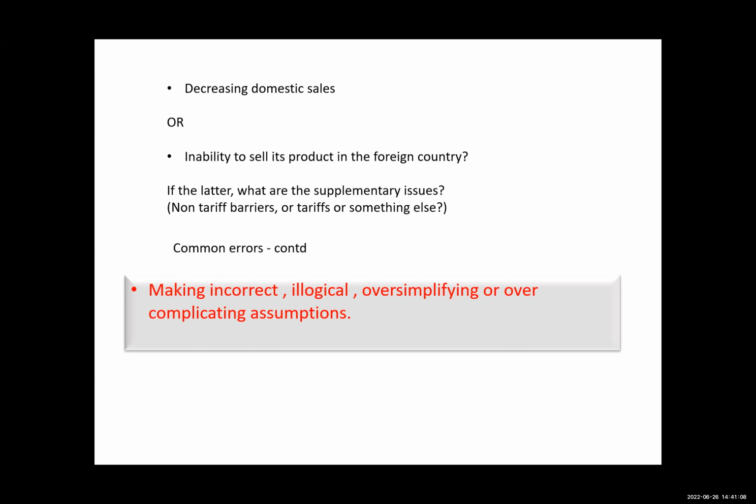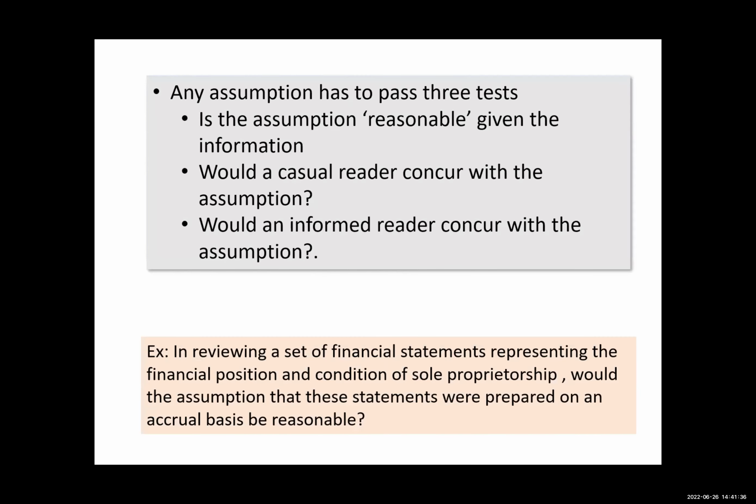For example, we asked one question, that is, what is the key issue in the system or in the case? Second error, this is a list of all the errors: don't make illogical, oversimplifying or overcomplicating assumptions in the case. Sometimes, very rarely, we might have to make certain assumptions, and those must be common sense assumptions. Any assumption has to pass three tests. It must be reasonable. A casual reader and an informed reader should concur with it.